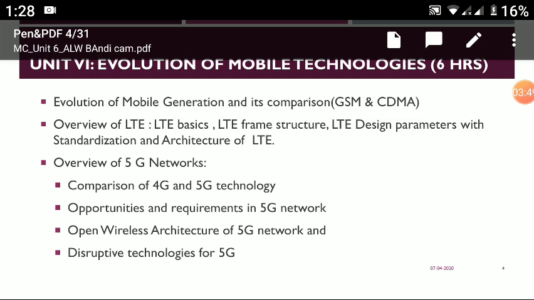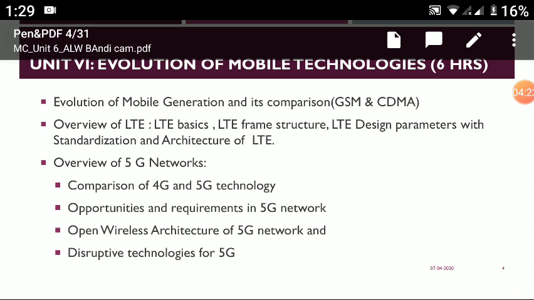The unit 6, the evolution of mobile technology. The total hours allotted are 6, but due to the lockdown period we are going to cover it in 1 or 2 hours. So the evolution of the mobile generations and their comparisons, the GSM and CDMA. You are very well aware of the GSM and CDMA. Both technologies you have utilized in the previous days.